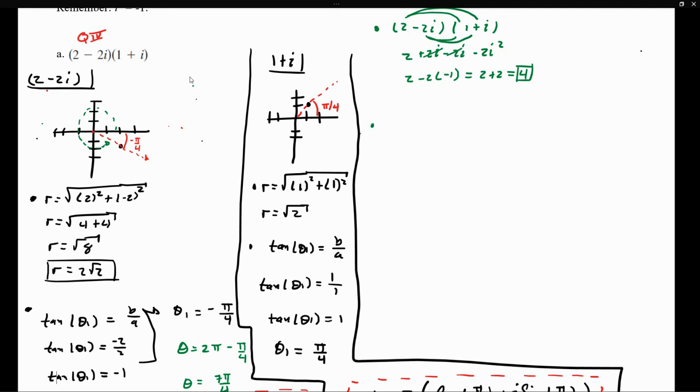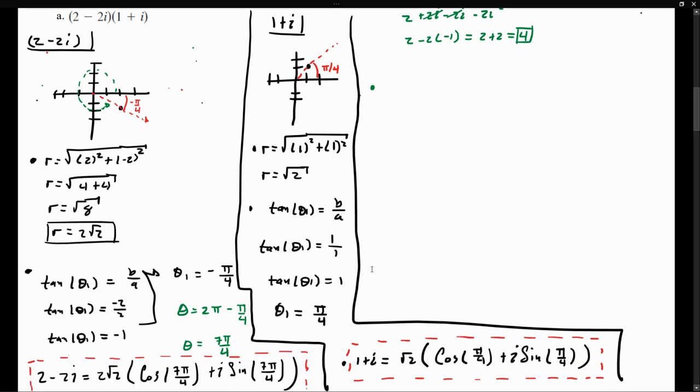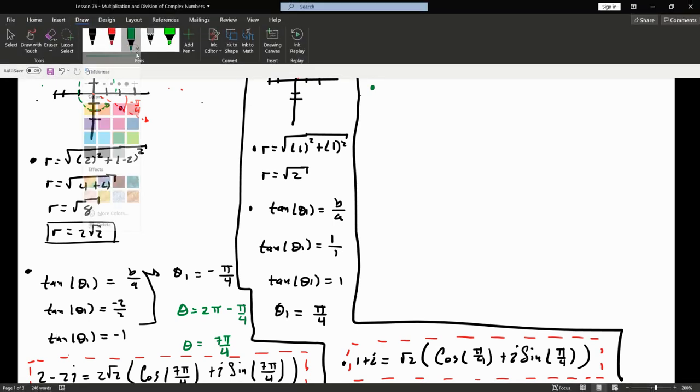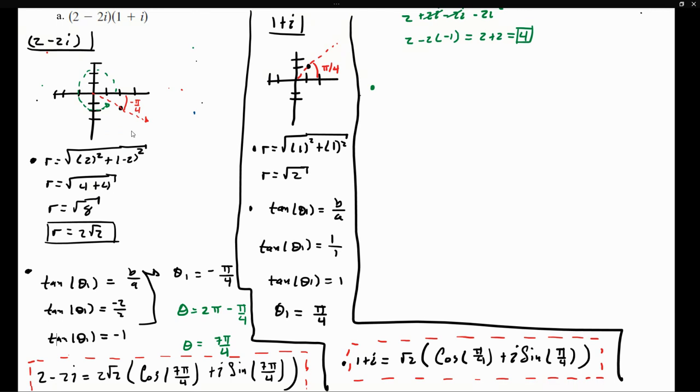So now we should still get the same result if we just multiply them using the formula that we just discussed previously. Let me use a different color. What would have happened if I had done the same problem, 2 minus 2i times 1 plus i, but now using the formula that we discussed a couple of seconds ago?